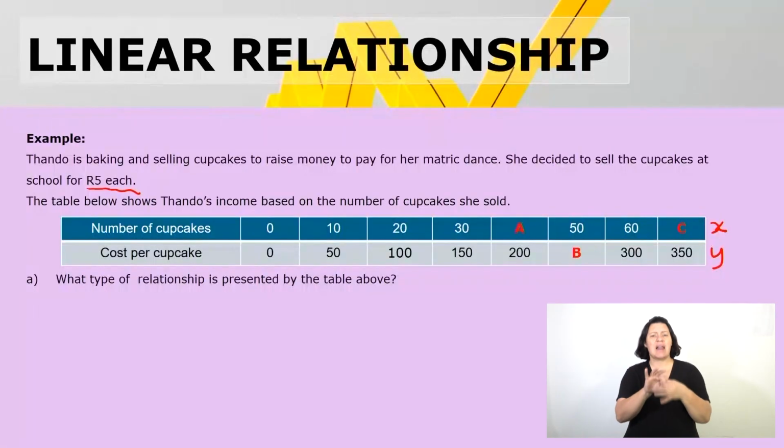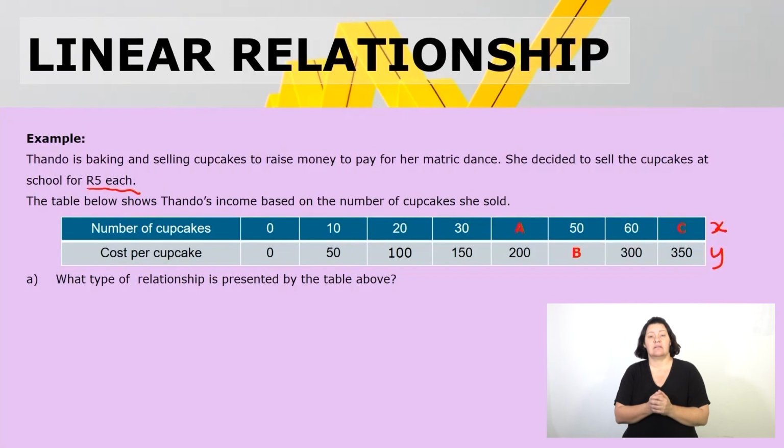What type of relationship is represented by the table below? Let's look at the table and analyze it. We have number of cupcakes and the cost per cupcake. If Tando bakes 10 cupcakes, it will cost her 50 rand. If she bakes 20 cupcakes, it will cost her 100 rand. Already you can notice that there is an increasing relationship, where the x values are increasing, so are the y values. So the relationship that we have here is an increasing relationship.